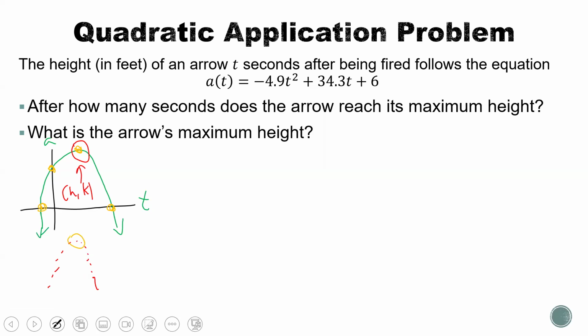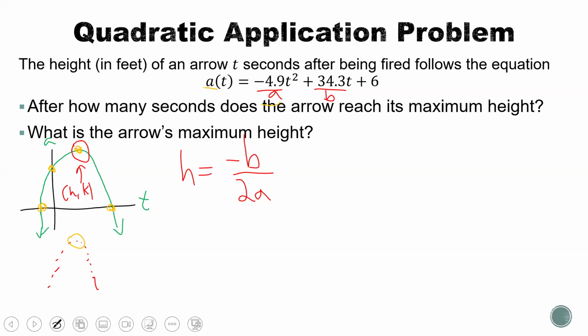We need to find the values of h and k. To find h, we use the formula negative b over 2a. The values a and b come from the equation up here. This negative 4.9 is the a, and the 34.3 is the b. I should point out that this a and the A for altitude are not the same thing. The a with the negative 4.9 is just one of those standard letters we use to represent parts of quadratics.